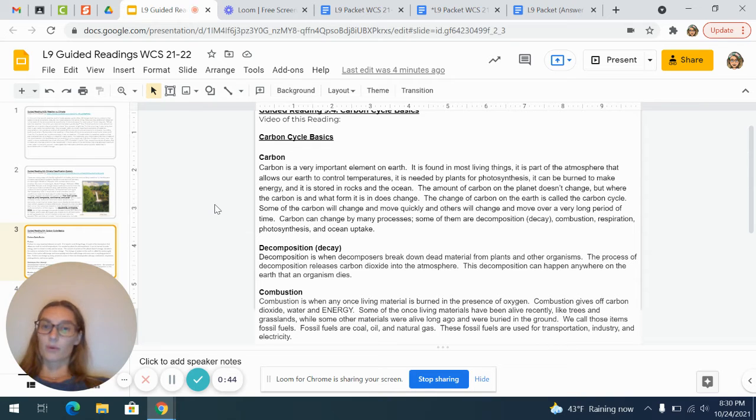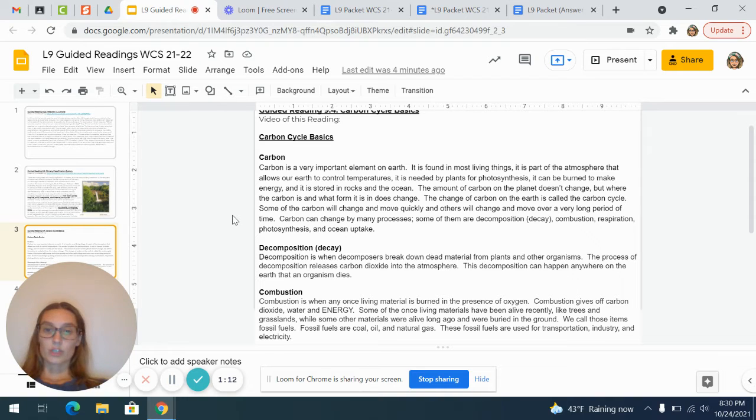Carbon is a very important element on Earth. It is found in most living things. It is part of the atmosphere that allows our Earth to control temperatures. It is needed by plants for photosynthesis. It can be burned to make energy, and it is stored in rocks in the ocean. The amount of carbon on the planet doesn't change, but where the carbon is and what form it is in does change. The change of carbon on the Earth is called the carbon cycle.